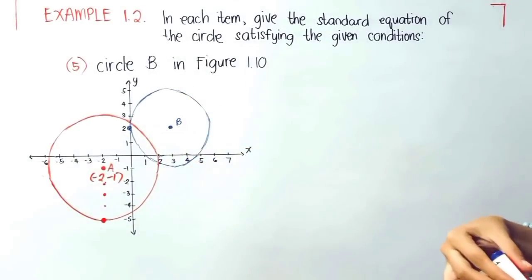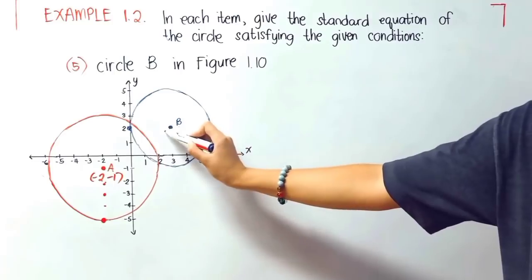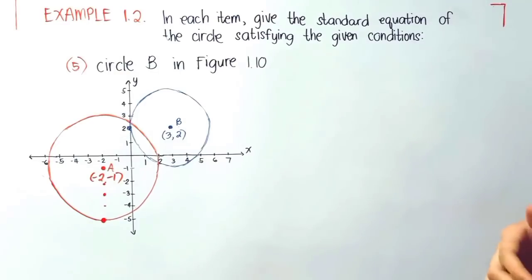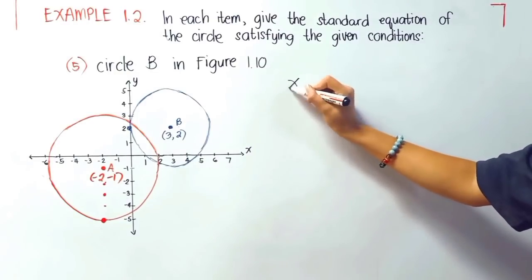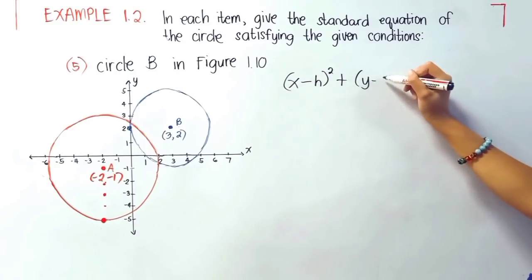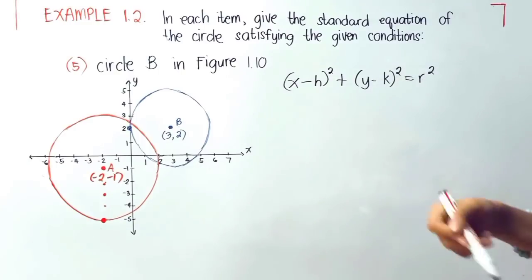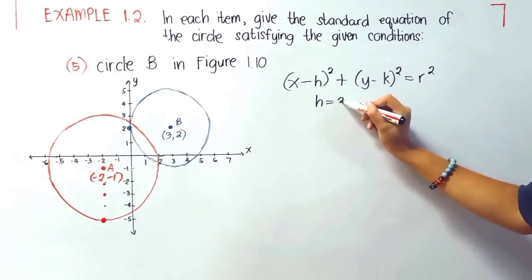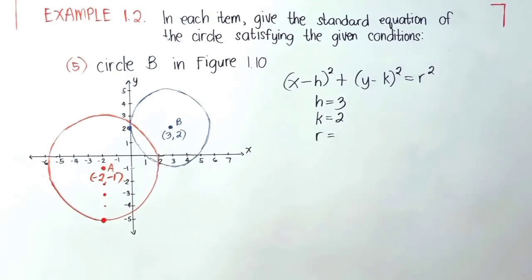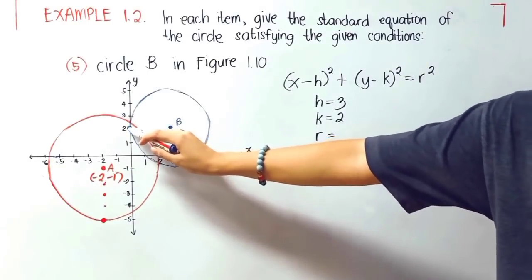This time we will be considering circle B. As you can see, the center is in 3, 2. Since it is not in the origin, we will be using x minus h quantity squared plus y minus k quantity squared is equals to r squared. Again, our h is 3, our k is 2, and our r is still unknown. I will be selecting a point here in this circle, and I have chosen this point.